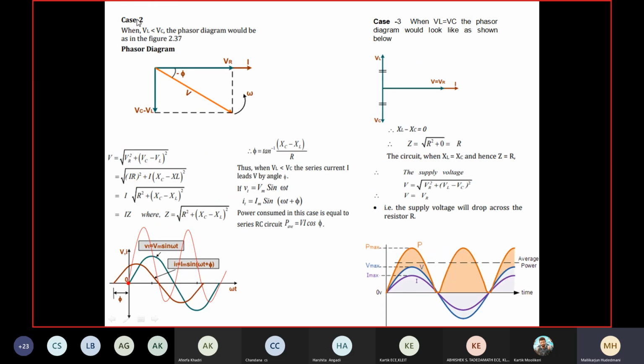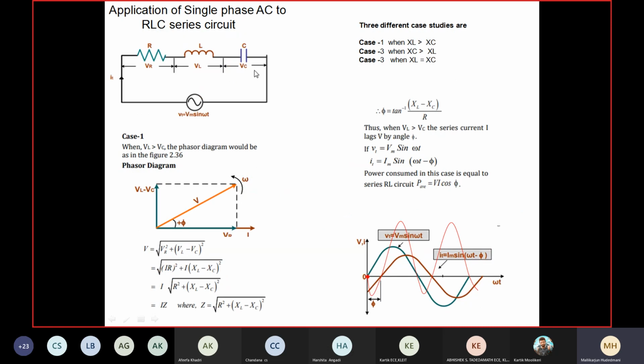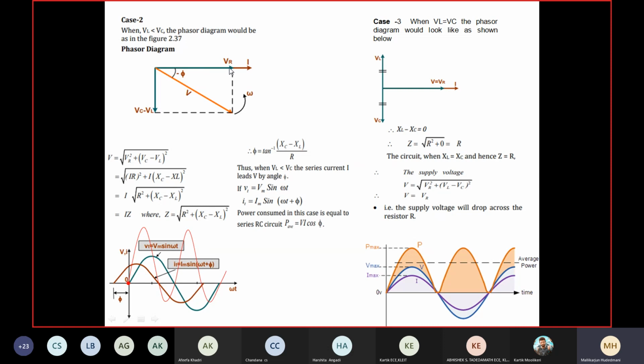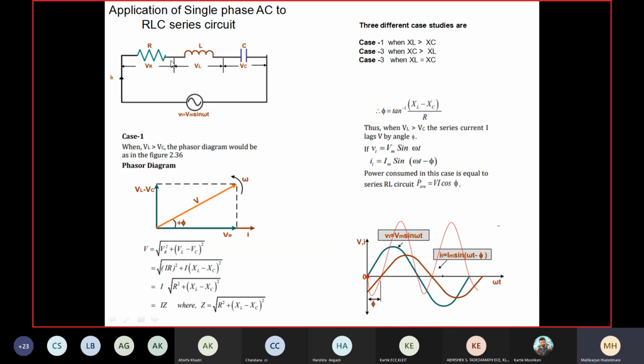When case 2 is considered, VL is smaller than VC. That is, VC is larger than VL. The phasor diagram is again represented considering the current as a reference. You can see here, on the horizontal axis, current is the reference. On the same plane, we'll find VR, because in the second case, the voltage across the resistor comes in phase with I. Then vertically downward and vertically upward, we'll have two vectors. One is due to VL, second is VC. But the case study says VC must be much larger than VL.